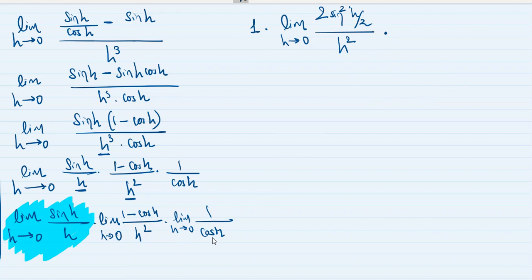the limit of 1 upon cos h when h tends to 0? This will simply become 1 upon cos 0, because this cannot be simplified further. It is already in terms of cos. So 1 into this into 1 upon cos 0, and cos 0 is also 1. So this whole fraction becomes 1. There is 1 already. Now we just have to simplify this.